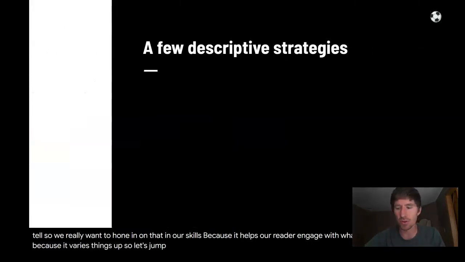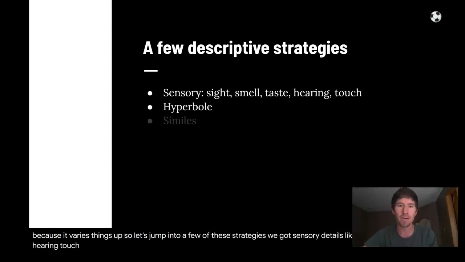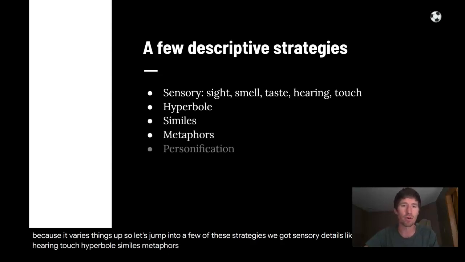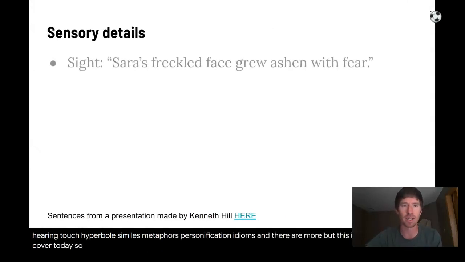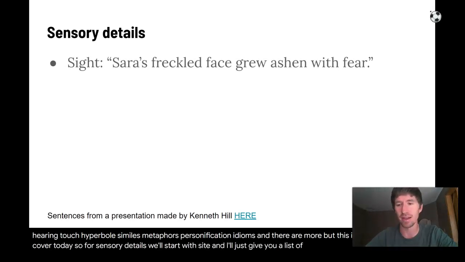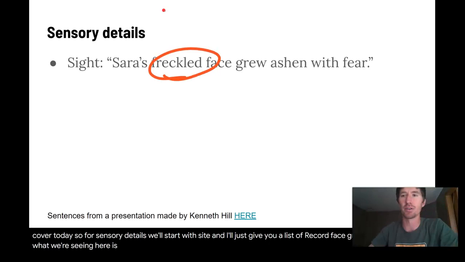So let's jump into a few of these strategies. We got sensory details like sight, smell, taste, hearing, touch, hyperbole, similes, metaphors, personification, idioms, and there are more, but this is what we are going to cover today. So for sensory details, we'll start with sight, and I'll just give you a list of example sentences. Sarah's freckled face grew ashen with fear. What we're seeing here is her freckles on her face.